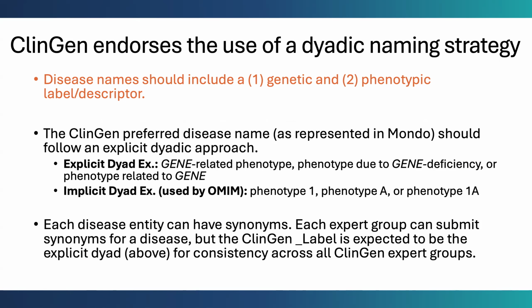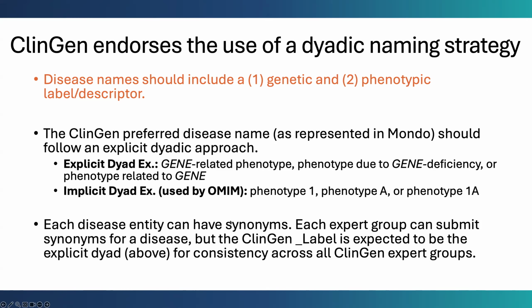And so for a dyad, they should always include a genetic and phenotypic descriptor. ClinGen's preferred disease name, as what will be represented in Mondo and currently is, should follow the explicit dyad. So an explicit dyad is going to be gene-related and then phenotype, and put those phenotypic features, potentially the phenotype itself. It has several different ways, but I want you to understand that an implicit dyad is one that uses an alphanumeric to indicate the gene. This becomes confusing sometimes because the one can mean a gene, the one can mean a subtype 1, A can mean a different thing, and so that's how it can get confusing. This is why we really encourage you all to use the gene in that name.